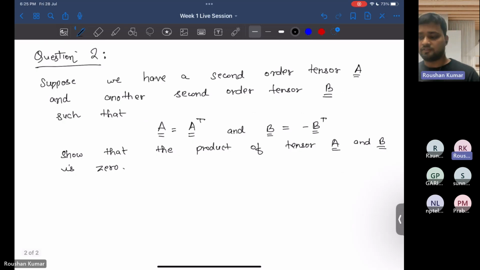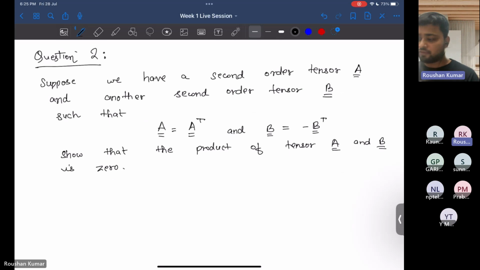So this is a second order tensor. A is also a second order tensor and B is also a second order tensor, and we have to prove that the product of A and B is 0, where A is a symmetric tensor and B is a second order skew symmetric tensor. So how to prove this? I will explain it.